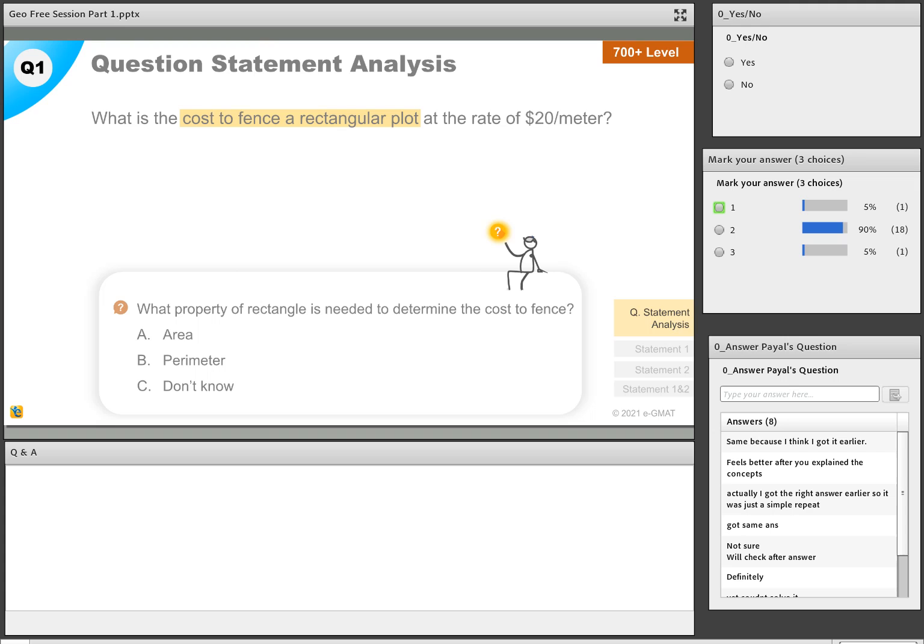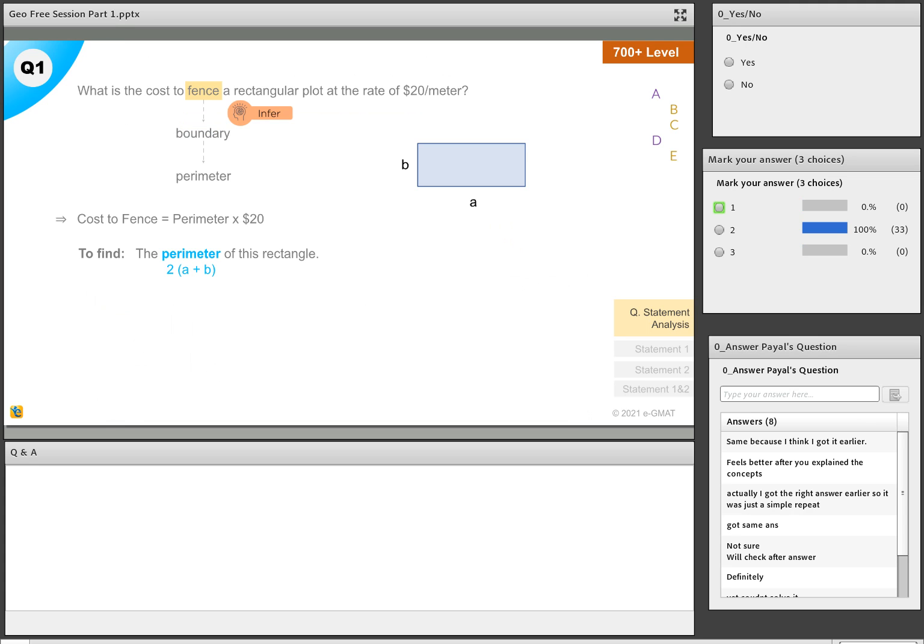Yes, you would need to figure out the perimeter. You've drawn an inference that because you need to fence the rectangular plot, you need to figure out the boundary, which means you need to figure out the perimeter, and then the cost is perimeter times the cost for each meter. So in order to answer this question, what is it that you need? You need to figure out 2 into (a + b), which means that you need to either have individual values of a and b, or you need to have the sum of a plus b.